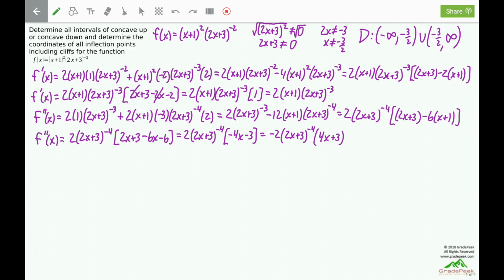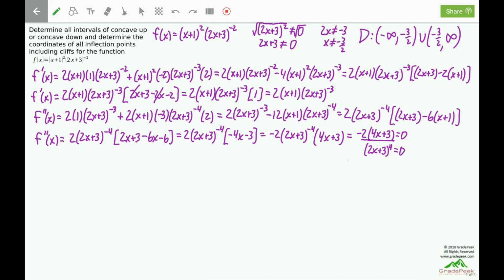We have a negative power. It can move to the denominator to become a positive power. We have a negative 2 that will stay in the numerator. We have a 4x plus 3 that will stay in the numerator. And we have a 2x plus 3 to the negative 4 that will move to the denominator to become a positive 4 power. We now have the second derivative written as a single fraction. All powers are positive, and it is fully factored. We can now set the numerator equal to 0 and the denominator equal to 0 and solve for all x's.